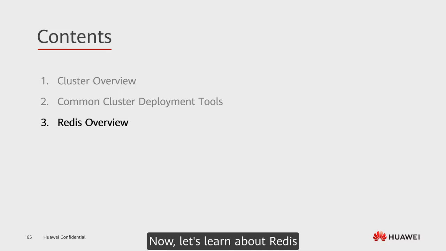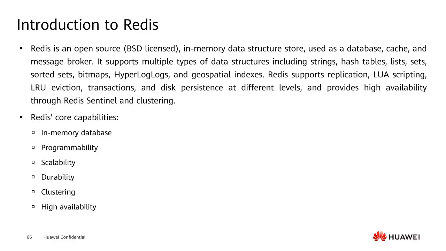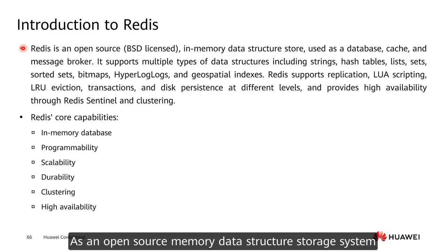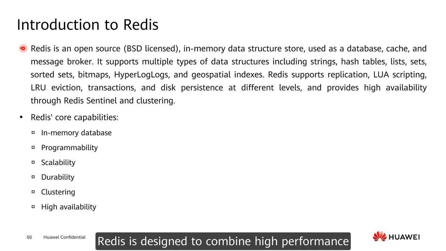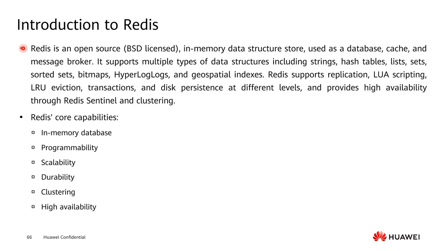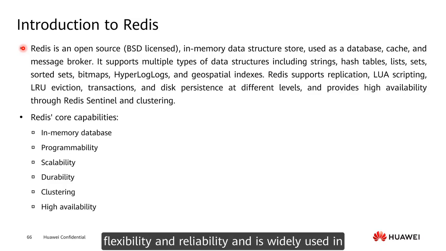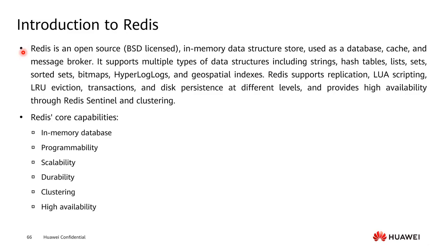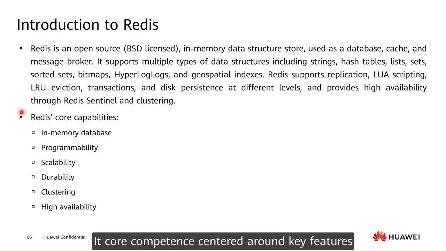Now, let's learn about Redis. As an open-source memory data structure storage system, Redis is designed to combine high performance, flexibility, and reliability, and is widely used in databases, caches, and message middleware fields. Its core competence is centered around 6 key features.